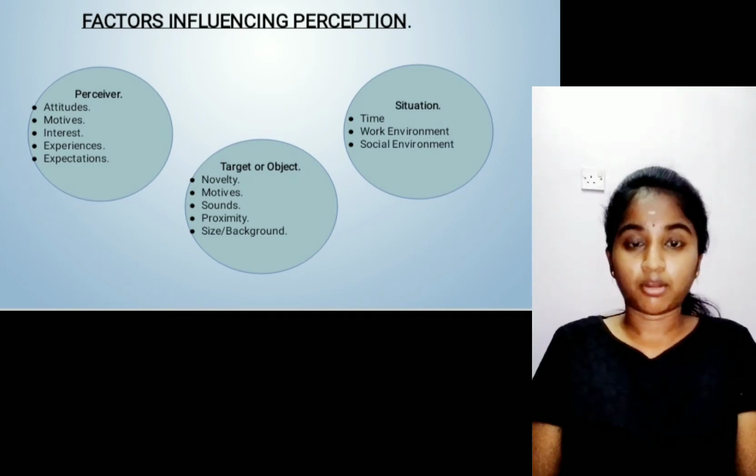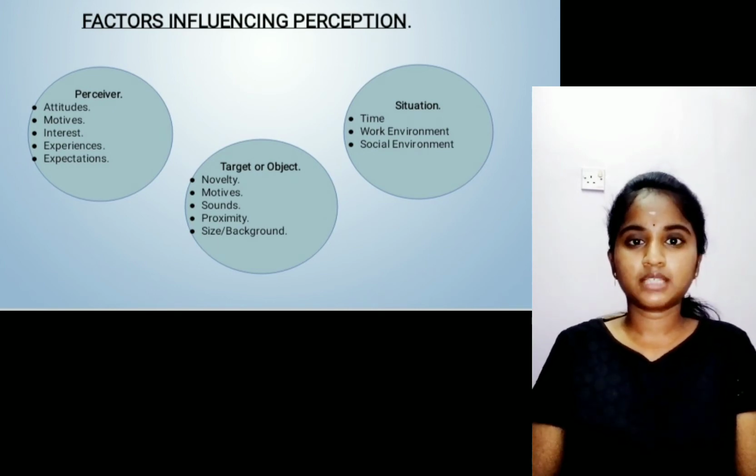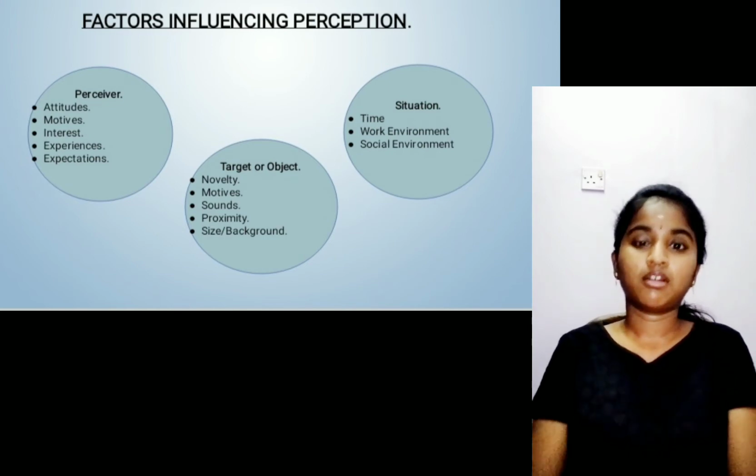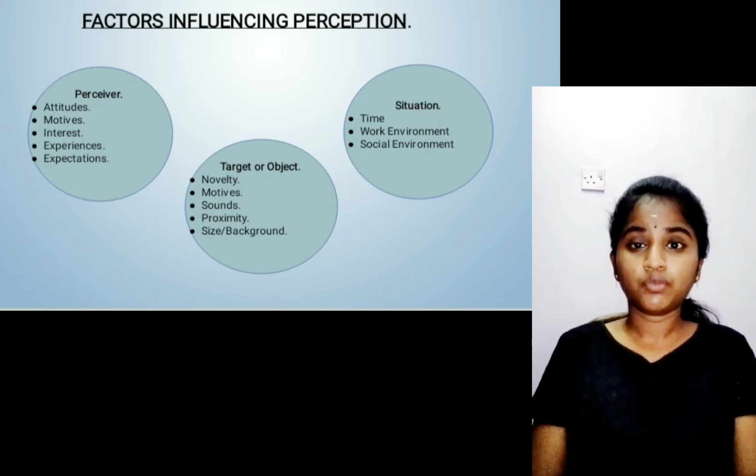Next slide is about factors influencing perception. The factors which influence a person's perception include the perceiver, the target or object, and the situation which is being perceived. Firstly is the perceiver. A perceiver is defined as an individual who forms the perception in question.